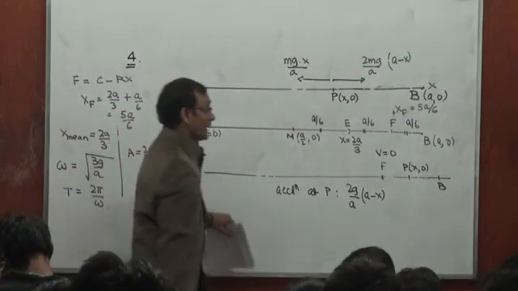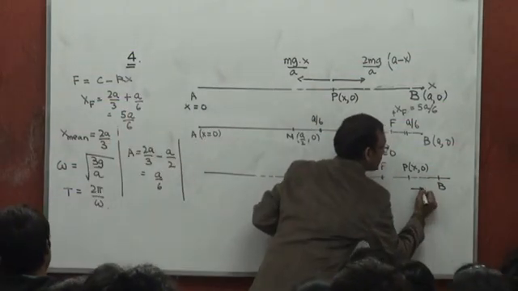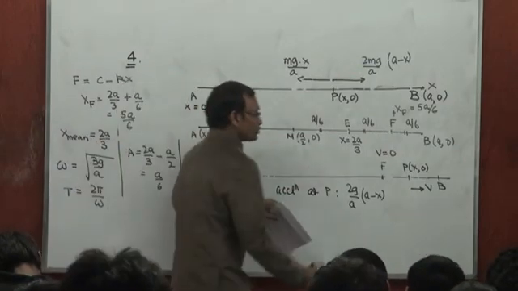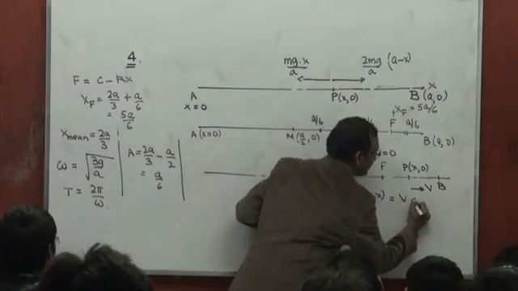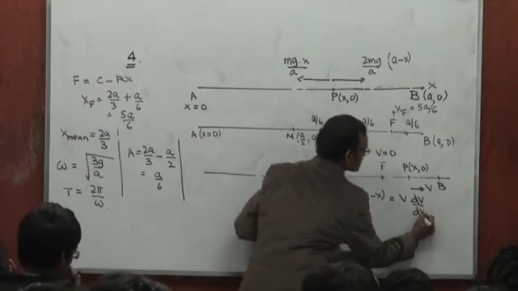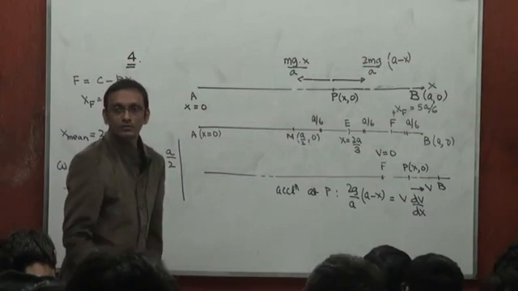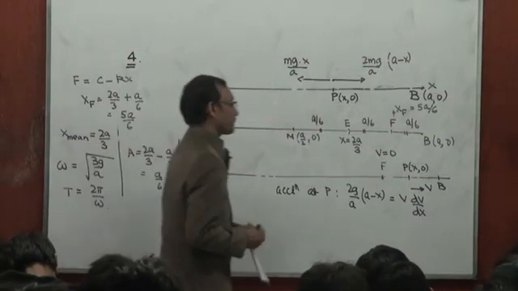Right? And if the velocity at p is v, then do you realize that this must be v dv/dx? Acceleration is v dv/dx, right?